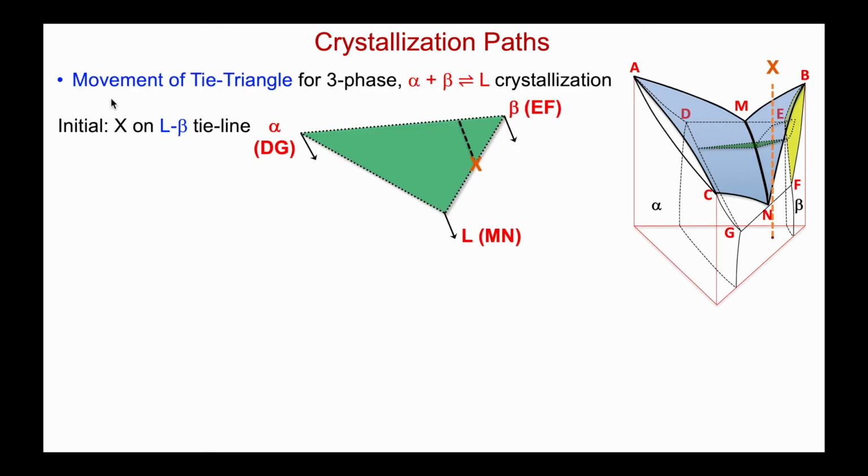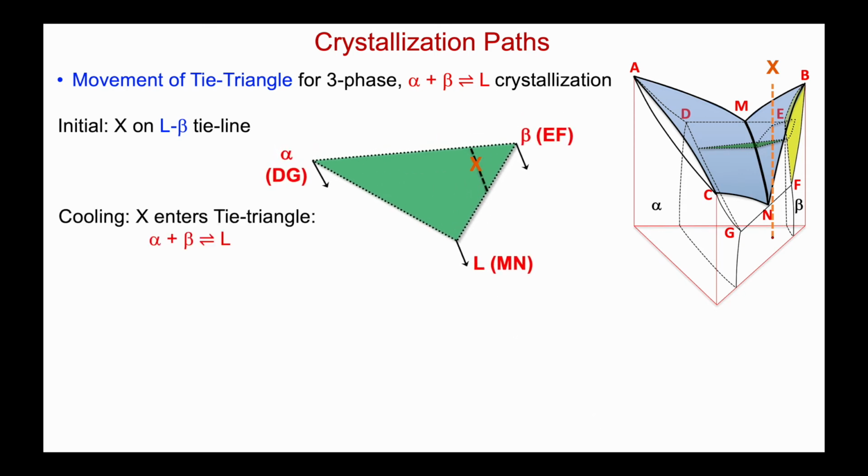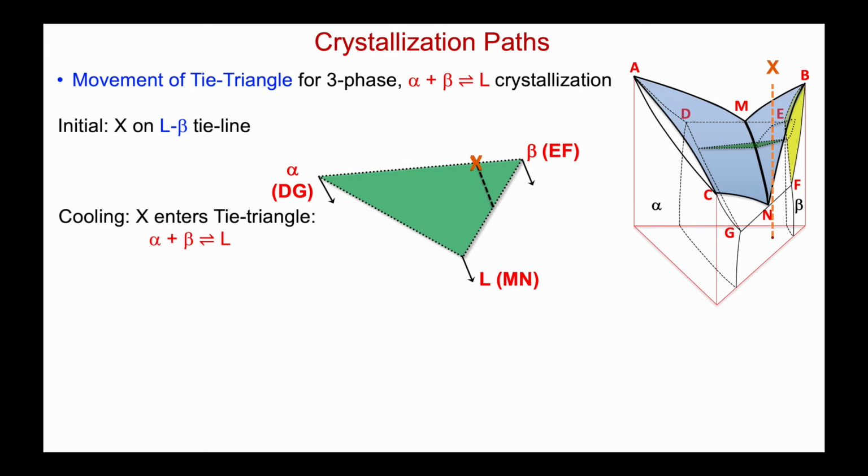So here we'll highlight the movement of the tie triangle for this three-phase crystallization, where it's a eutectic, alpha plus beta in equilibrium with liquid. All of my compositions, beta, alpha and liquid, they're constrained to their various lines, and the tie triangle will move in this direction. And as the tie triangle moves, why is it moving? Because the compositions of the three phases are moving to lower temperature. Then ultimately X will end up lying on the alpha-beta side of the tie triangle, and at that point the liquid is consumed.